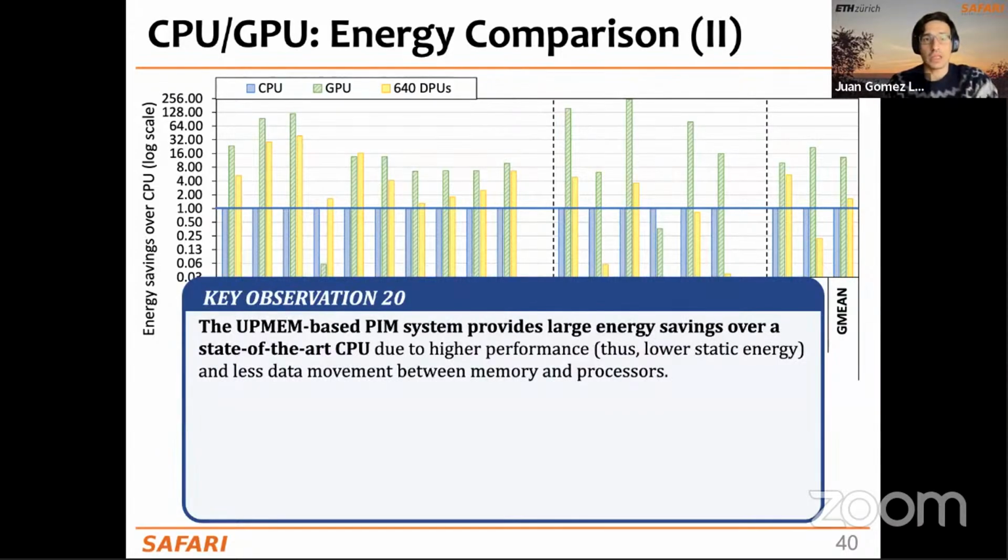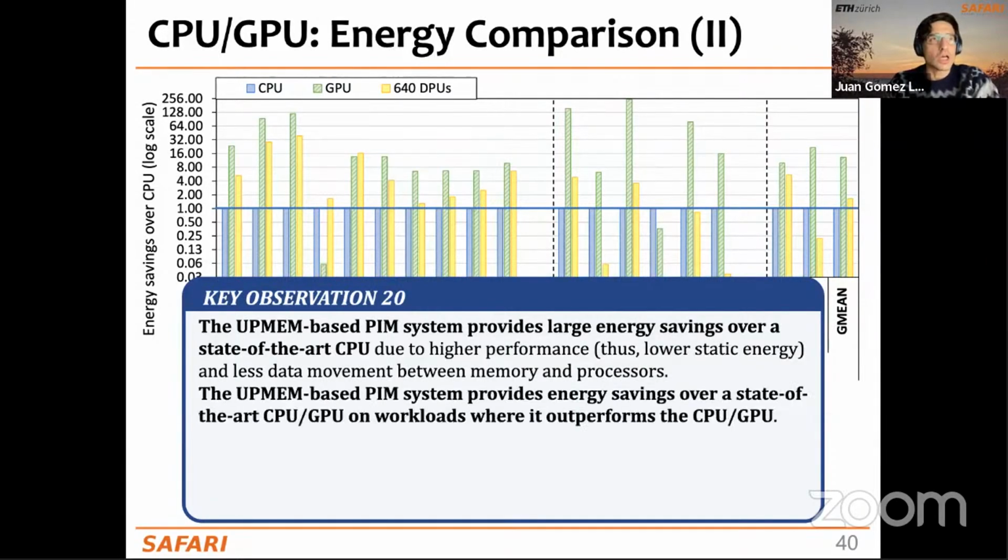And in summary, the key observation here is that the UPMEM-based PIM system provides large energy savings over the state-of-the-art CPU due to the higher performance, and also due to the less data movement between the memory and the processors. In the end, this is the main reason why we can expect good performance for processing-in-memory architectures and good energy savings, because of the significant reduction in the amount of data movement.